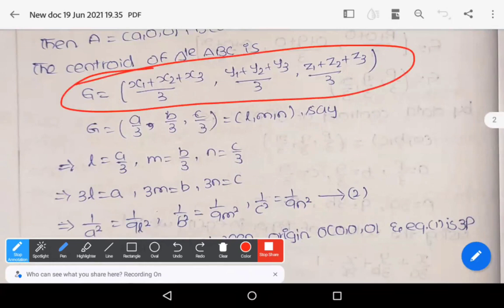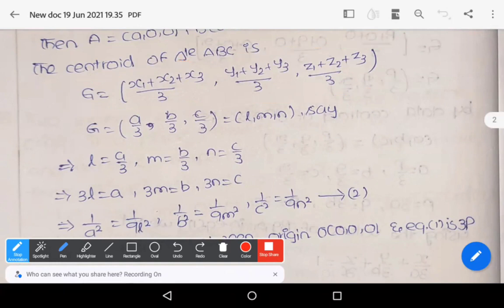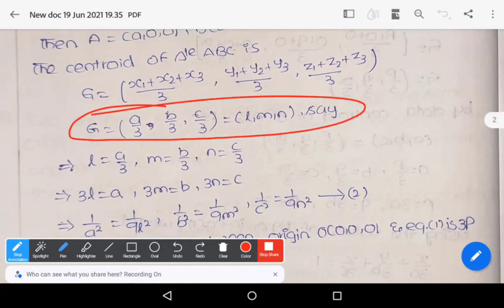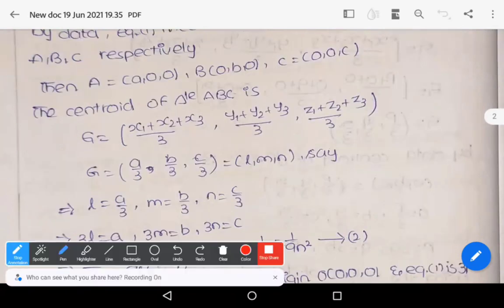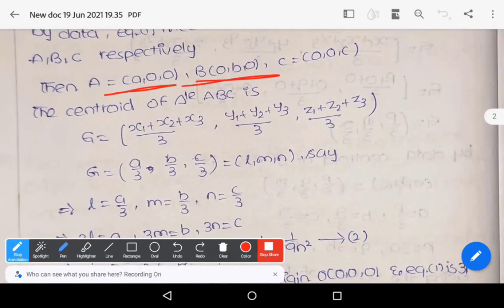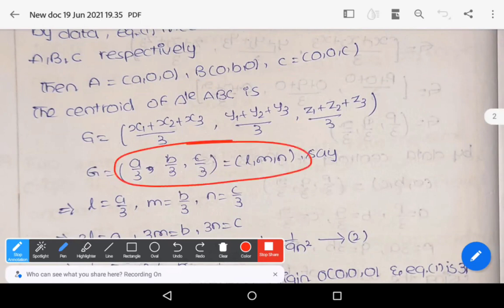In the previous problem also we used this formula. The centroid of triangle ABC is (x1 plus x2 plus x3)/3, (y1 plus y2 plus y3)/3, (z1 plus z2 plus z3)/3. By substituting A, B, C, we get G is equal to (a/3, b/3, c/3). Using these coordinates in this formula, you get a by 3, b by 3, c by 3. Let the centroid be (l, m, n). Equate this centroid to (l, m, n).